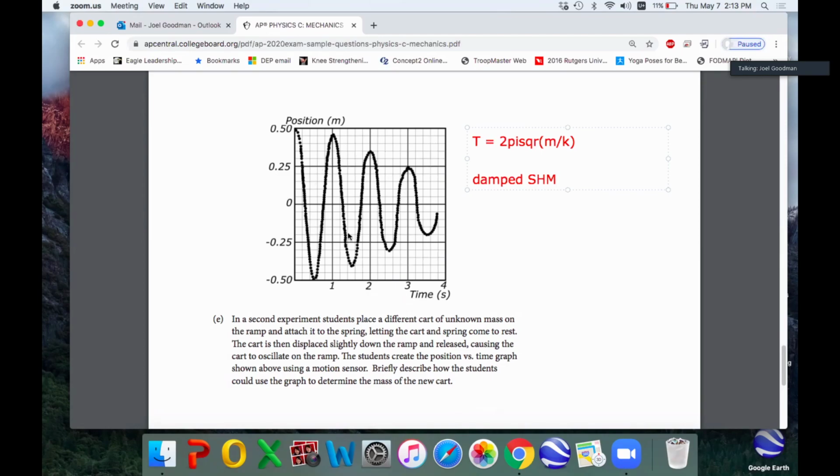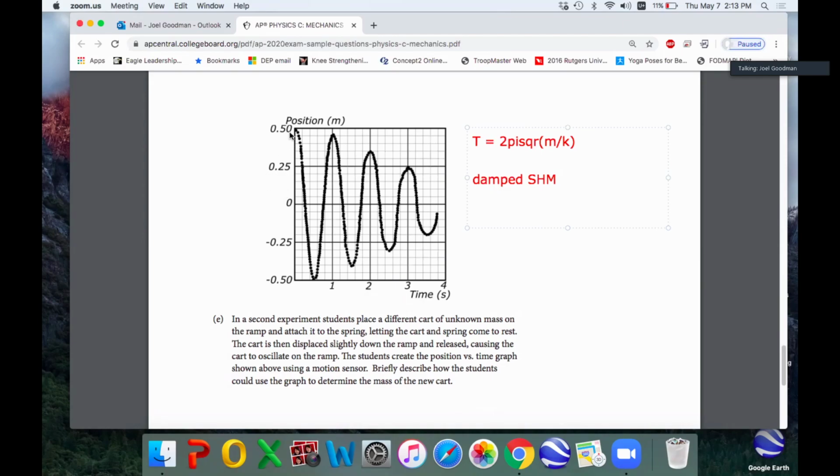So what would I look at on this graph to use this formula? What the period is for each oscillation. But how would you figure that out? I don't get it with this graph. Okay, what's on here? Time. This is the position.